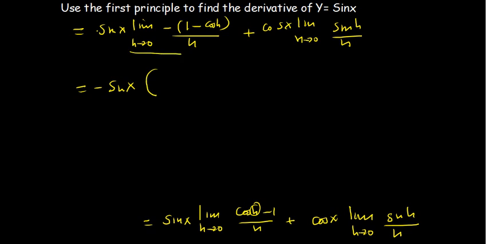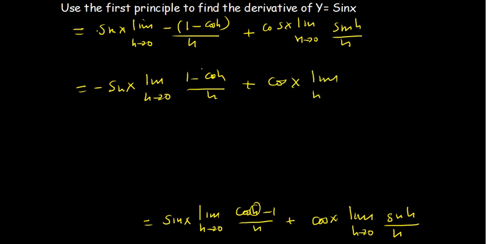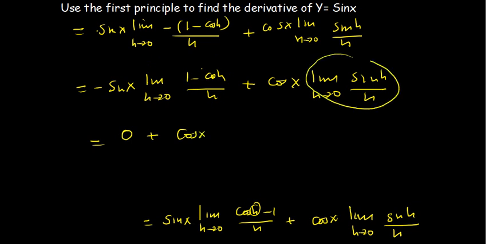Now we know that the limit as h approaches 0, let me first write that. The limit as h approaches 0 of 1 minus cosine of h divided by h, and then plus cosine of x, and then the limit as h approaches 0 of sine of h divided by h. Well, the limit as h approaches 0 of 1 minus cosine of h over h is 0, and 0 times negative sine of x will still be 0. Plus here we've got cos x, and the limit as h approaches 0 of sine of h over h is always equal to 1, and so this is going to give us just cos x. Therefore the derivative of sine x is cosine of x.